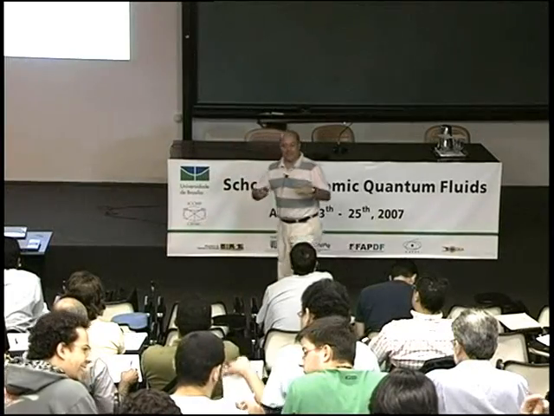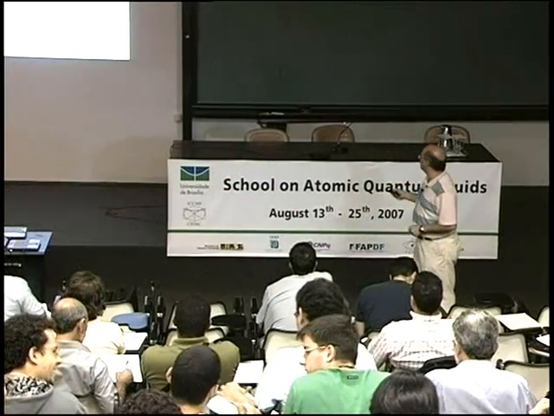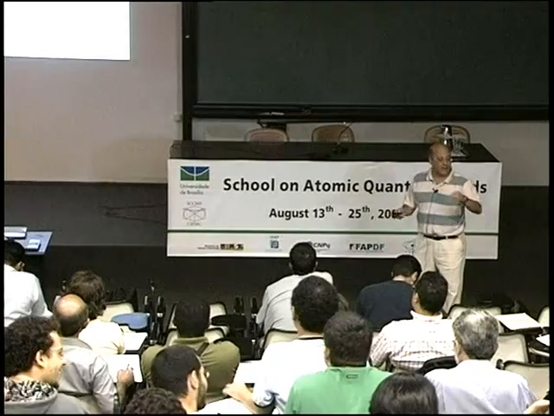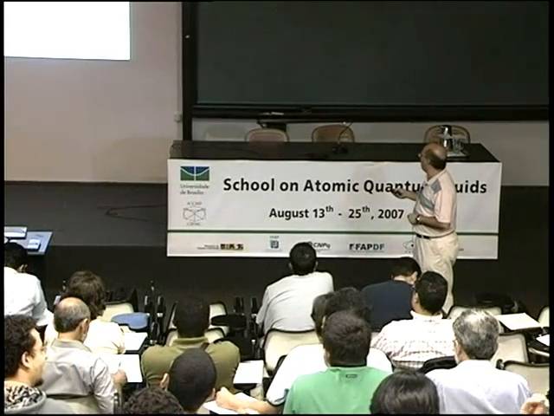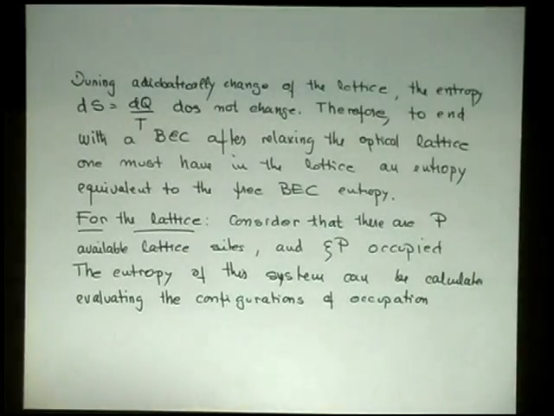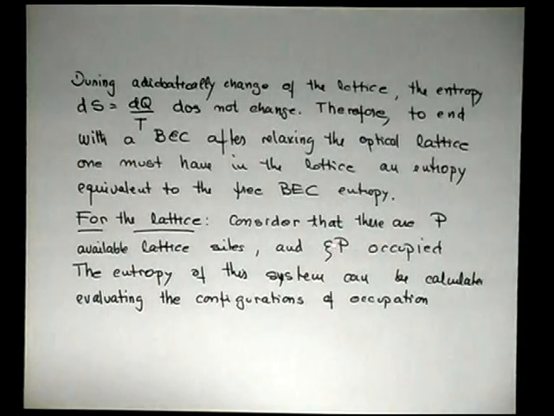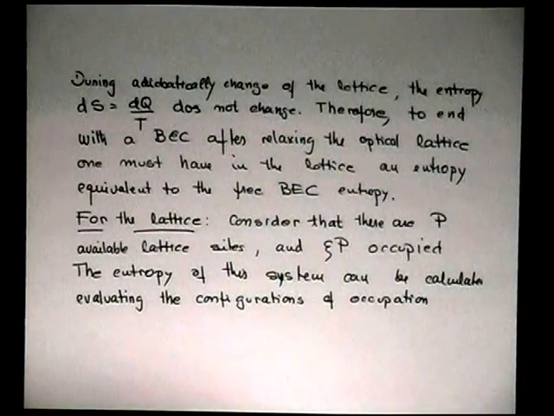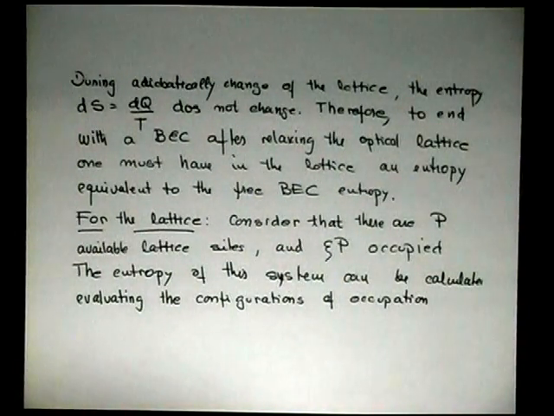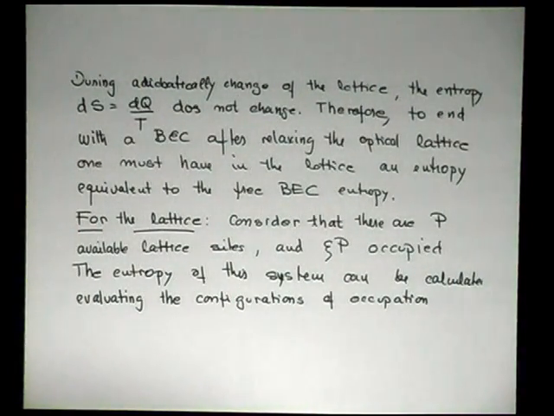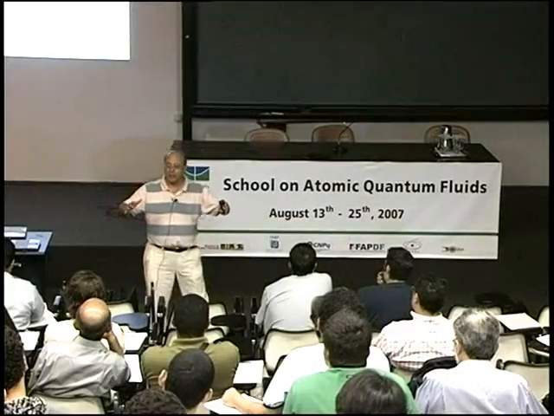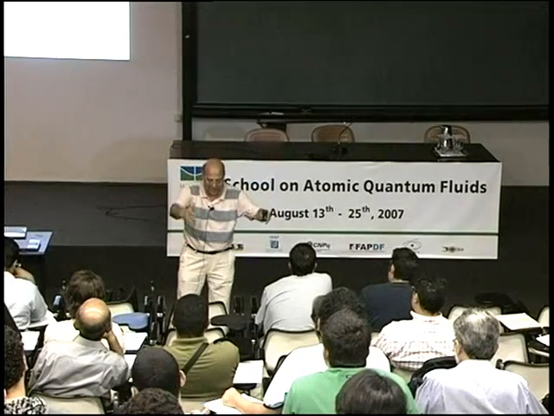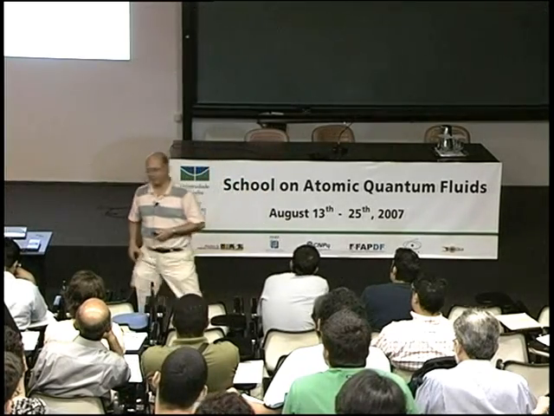We're going to take a lattice, and we're going to say that in this lattice we have P available lattice points. And we have an occupation, which is psi. So the number of sites that are really occupied is psi P, because psi is the fraction that's occupied. Then I'm going to ask you the following question: what is the entropy of this lattice occupied with a fraction psi?